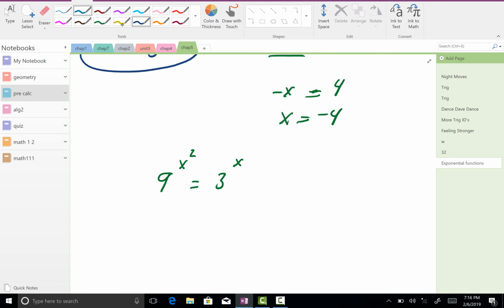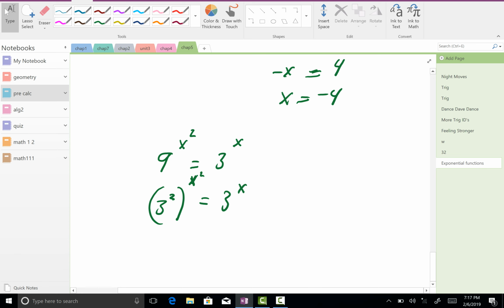9 to what power is going to give us 3? So 3 to what power? So we're going to have this, okay? I see how I took, so here we're taking 9, writing it as 3 to the second, okay? The x squared just stays there, nothing happens there, all right?